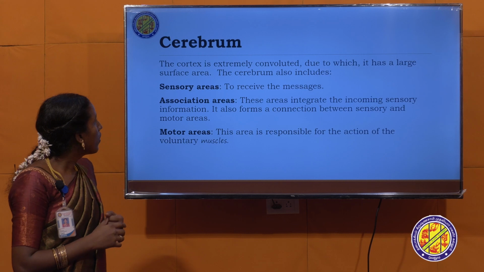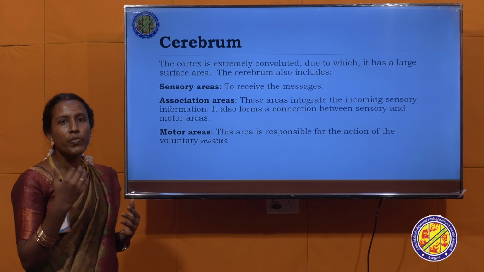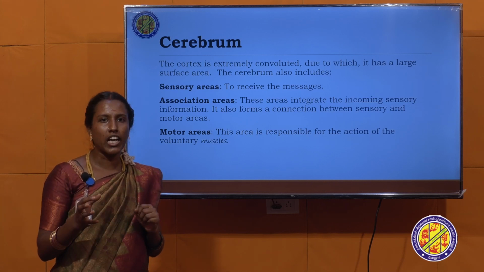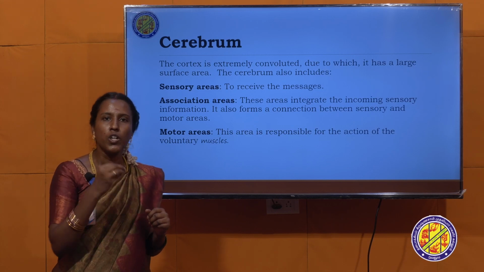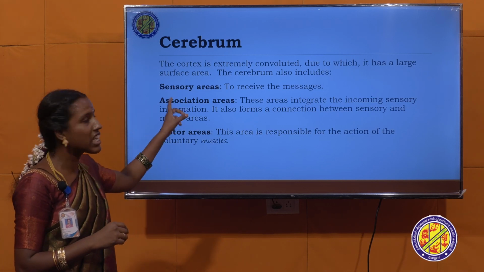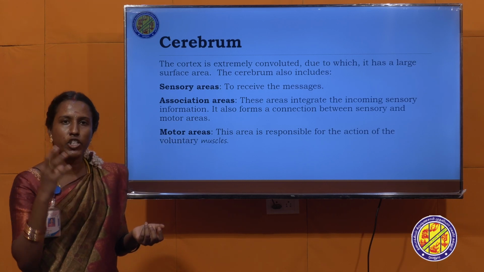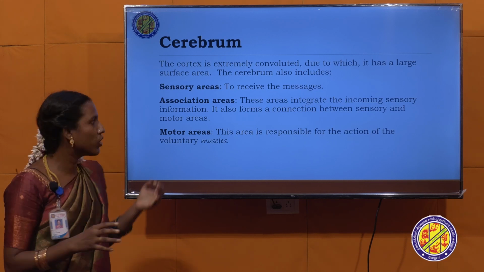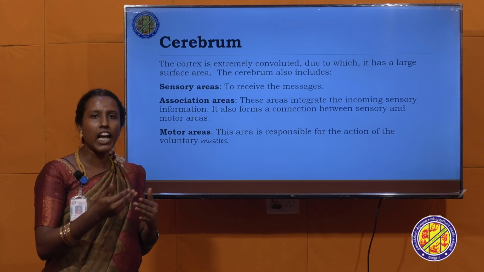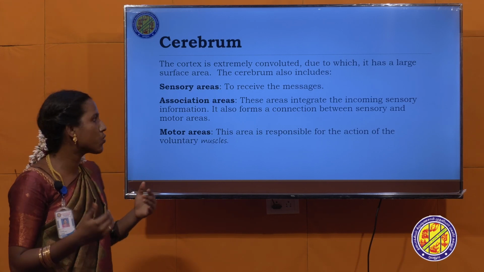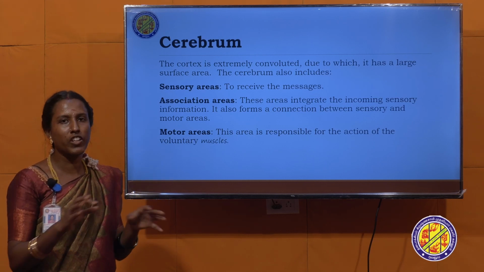Next, in the cerebrum we have three things. One is the sensory area. Mostly the brain first receives information and sends information to the motor area also. The first one is sensory: it receives information from the senses and sends it to the brain. The next one is the association area, which combines sensory and motor information. The last one is the motor area. It is responsible for all actions, voluntary muscle movements, everything.